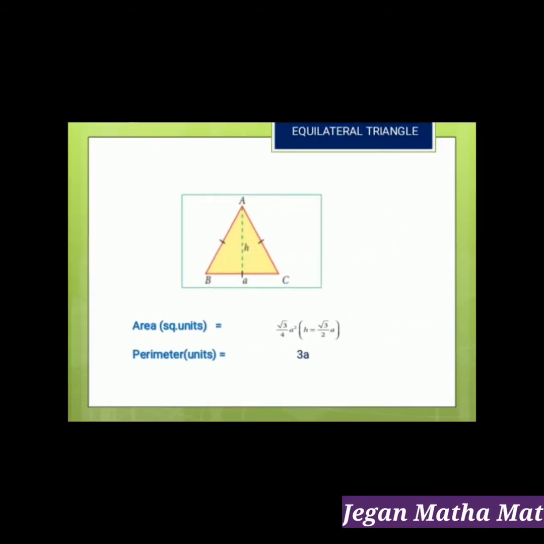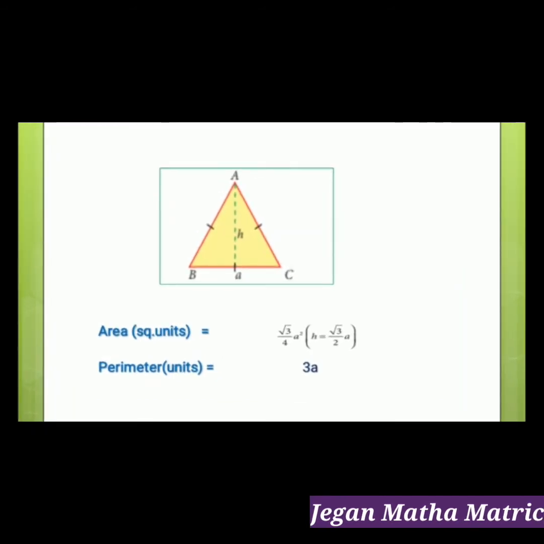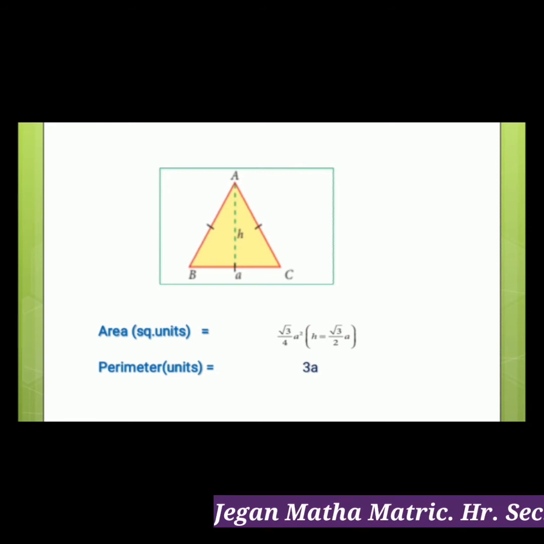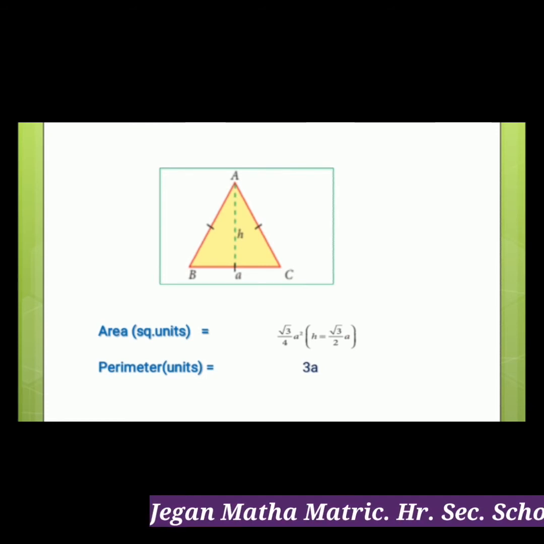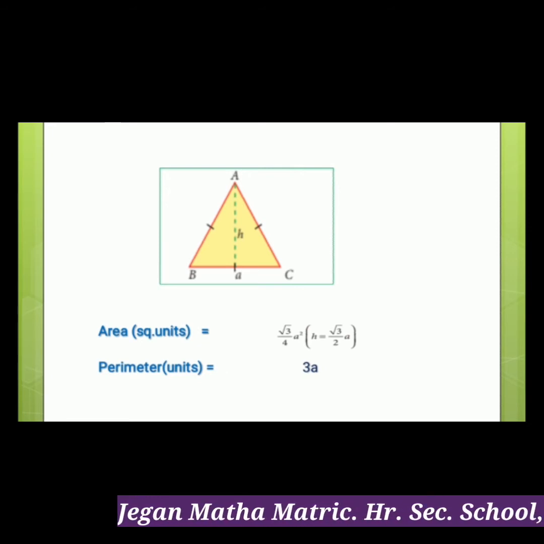The next shape is equilateral triangle. The equilateral triangle means that all the three sides are equal in length and all the three angles are equal. Then area of the equilateral triangle is root 3 divided by 4 a square units. Then perimeter of the equilateral triangle is 3a units.